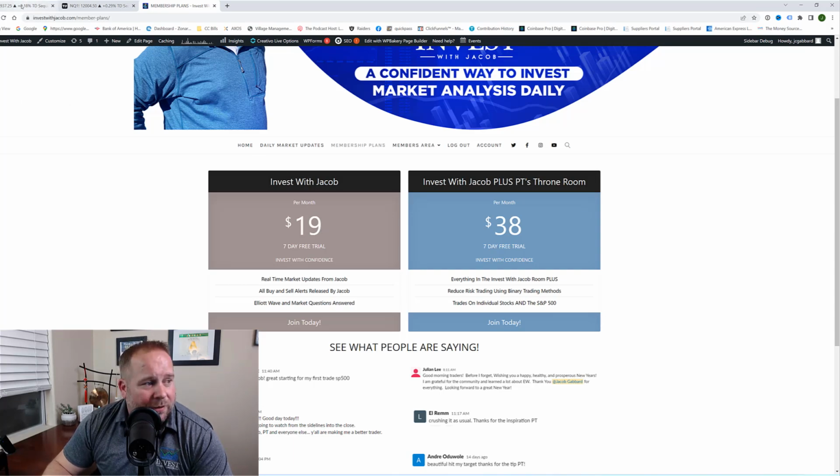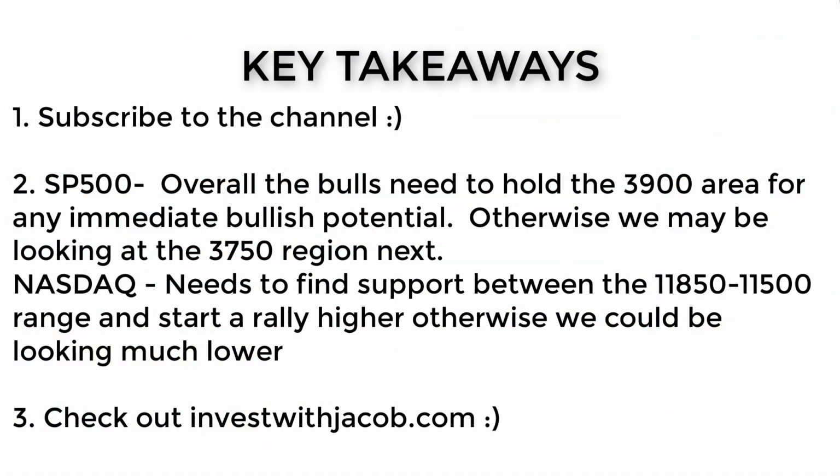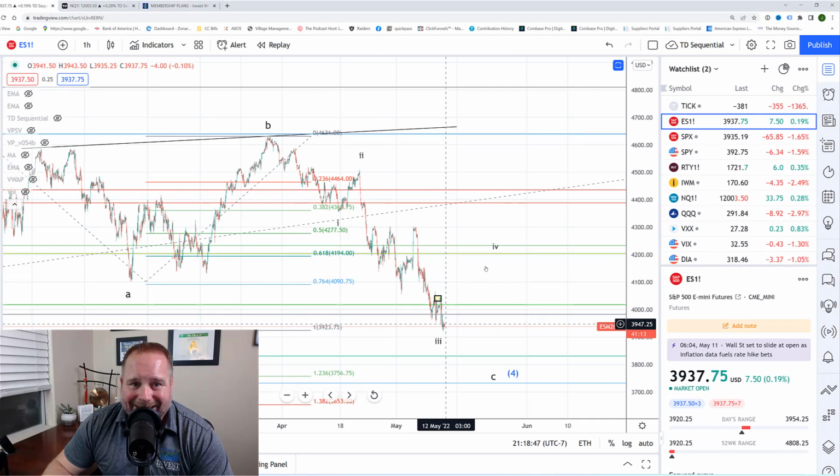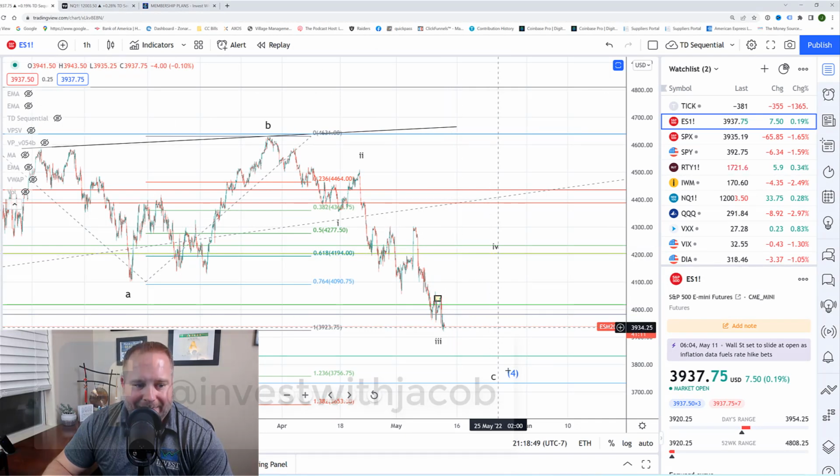All right, guys, key takeaways for today. Same as yesterday, we're looking for a low in an impulsive fashion. The bulls really need to hold 3,900. Otherwise, it's very likely we start to head down towards this 3756 fib, but probably we'll see a bounce in 4 first and then a move down.